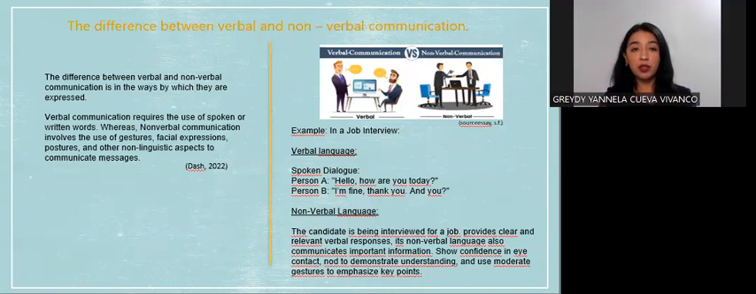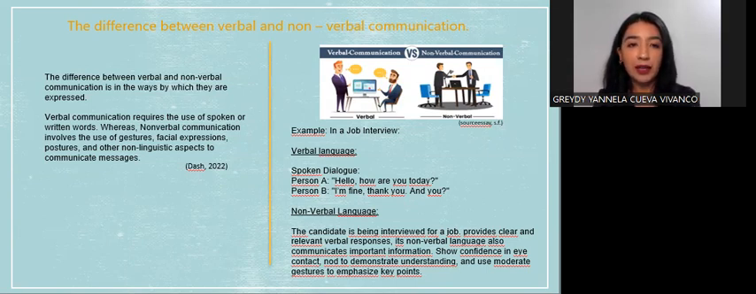In verbal communication, words are spoken or written to express ideas, thoughts, and feelings. For example, when someone says "I'm sad," or writes "I'm sad." Whereas nonverbal communication uses non-linguistic signs to communicate a message. For example, a smile or a shrug reveals emotions.